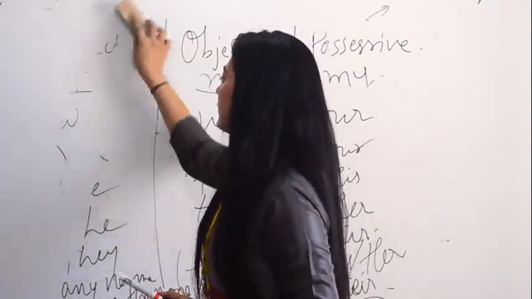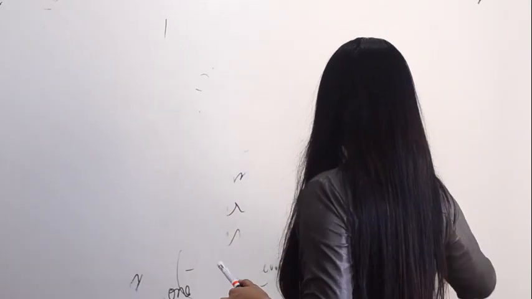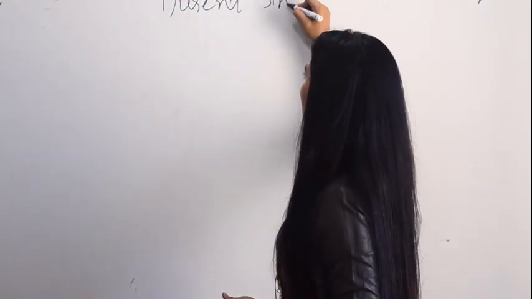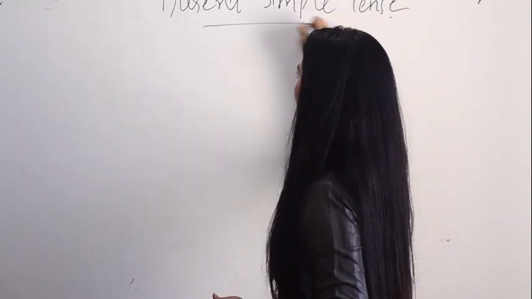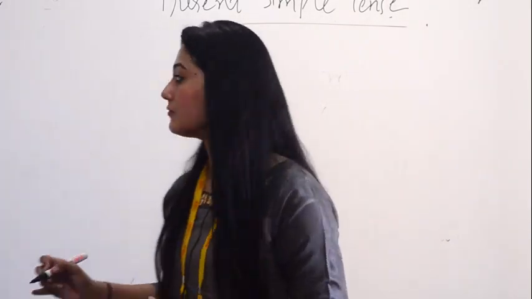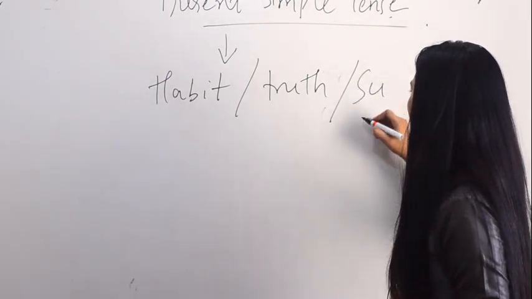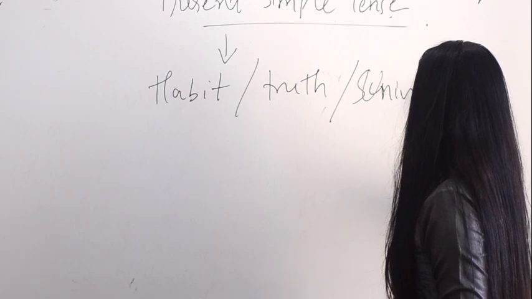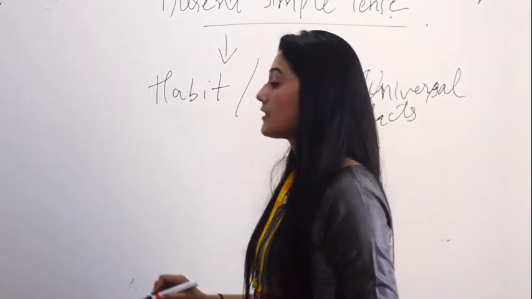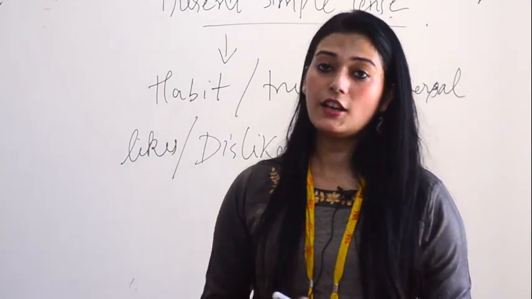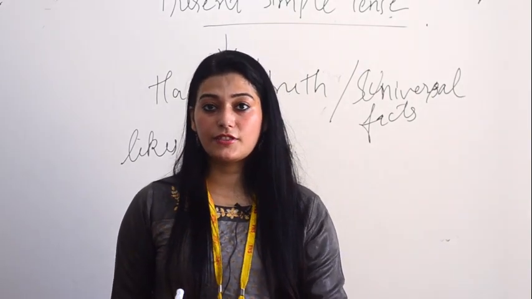I hope you are clear with this now. Present simple tense. So when will we use present simple tense? Habit, truth, universal facts, likes, dislikes. Whatever you do daily, on a daily basis, whatever you are habitual to, you will say those things in present simple tense.